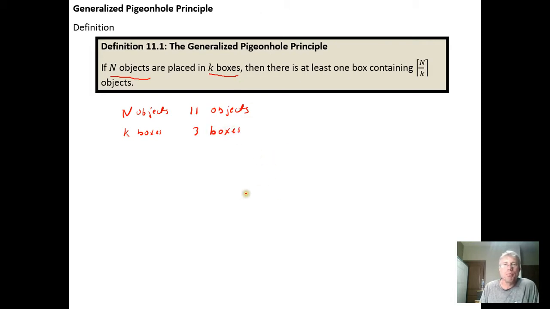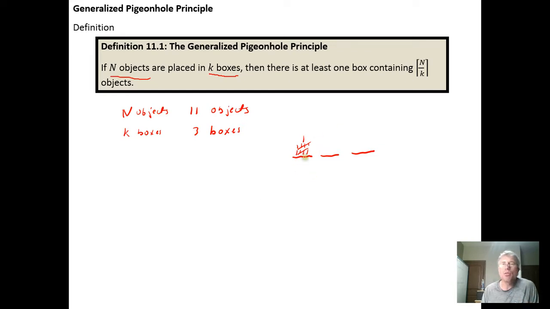So what the generalized pigeonhole principle says is, if you have 3 boxes and you're going to distribute things into the 3 boxes, there's lots of ways that you could do it. For example, I could go all crazy and put 11 objects in box number 1: 1, 2, 3, 4, 5, 6, 7, 8, 9, 10, 11. We could put all 11 objects into one box. That would be one possibility.